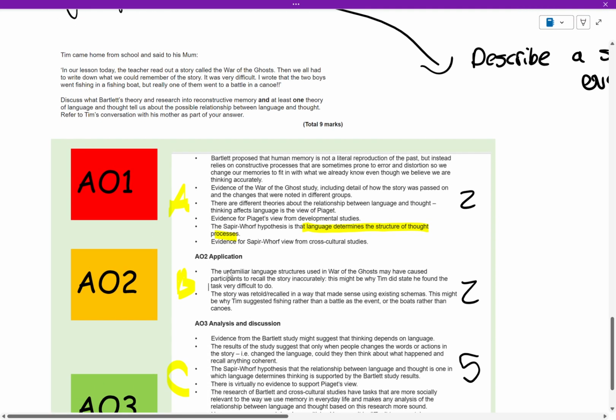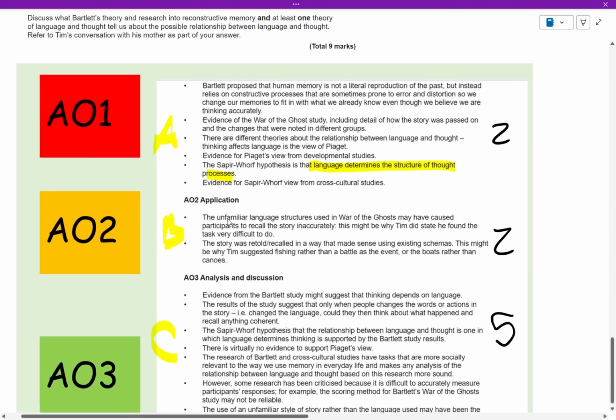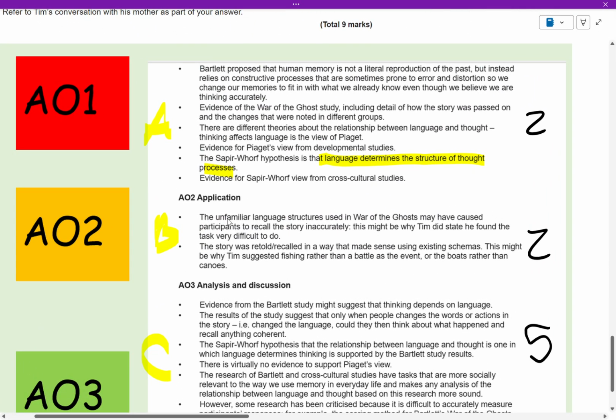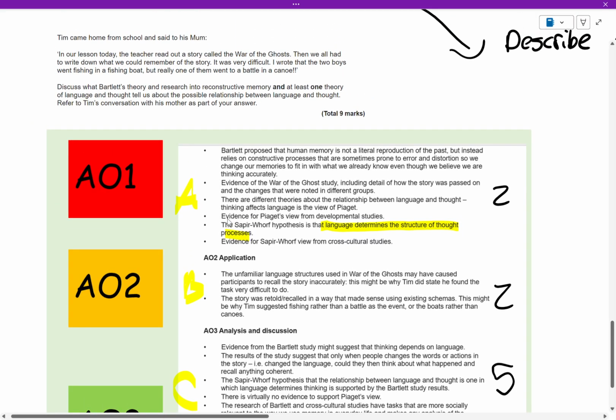And then next, our AO2. Our AO2 is the application, so applying it to the STEM. Using this, we can say that, for example, the unfamiliar language used in the War of the Ghosts study may have caused participants to recall the story inaccurately because of Bartlett's reconstructive memory theory. This might be why Tim stated he found the task very difficult, because he found it difficult to memorize different aspects of the story as he's not familiar with the words used.